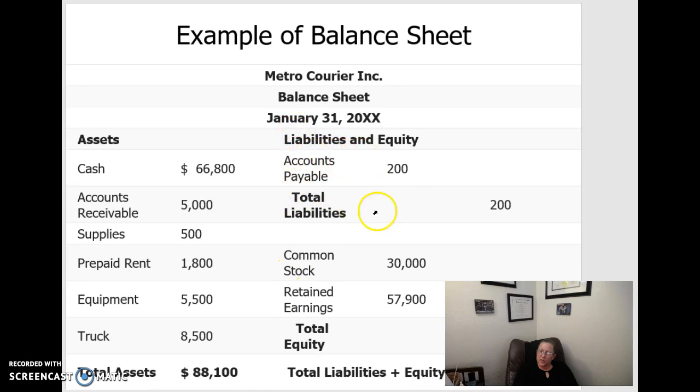And then we have our liabilities and equity on the right side. And so we have an accounts payable here of 200 and total liabilities of 200. And then we have our common stock listed. Here's our retained earnings. You may recognize that figure, 57,900. And then we add all of this together and we get a total liabilities and equity of 88,100, which is the same as our total assets. And this is what you're looking for. The two sides have to balance. The left side has to equal the right side. And in this case, it does.